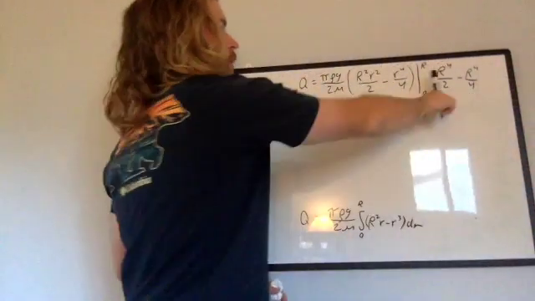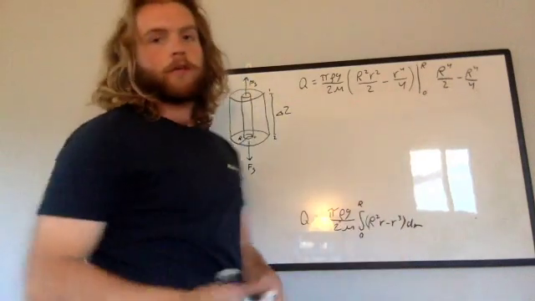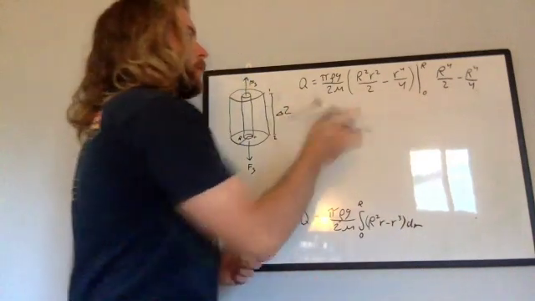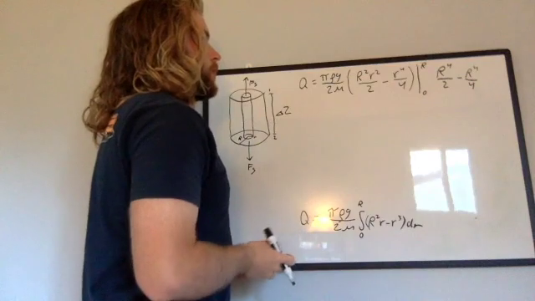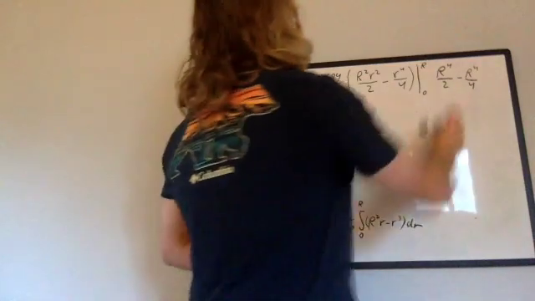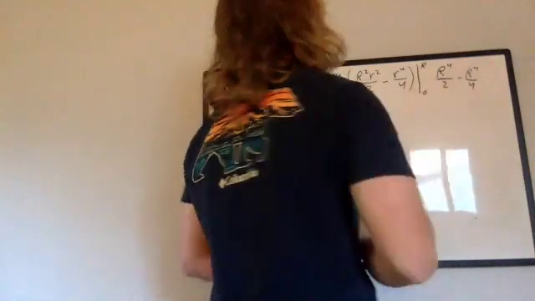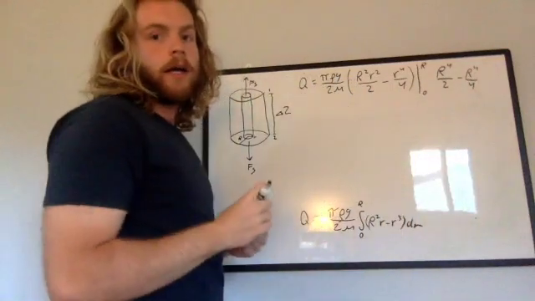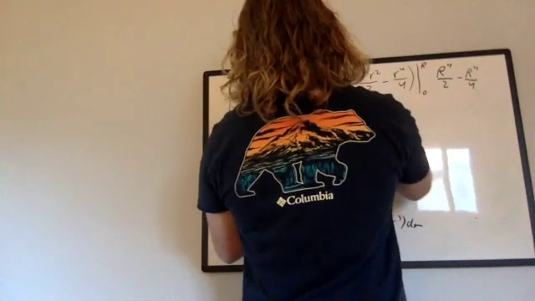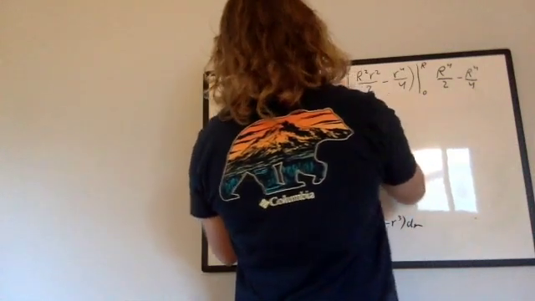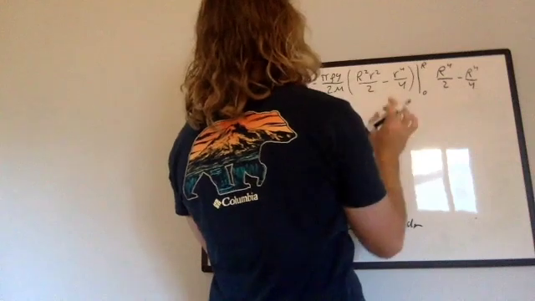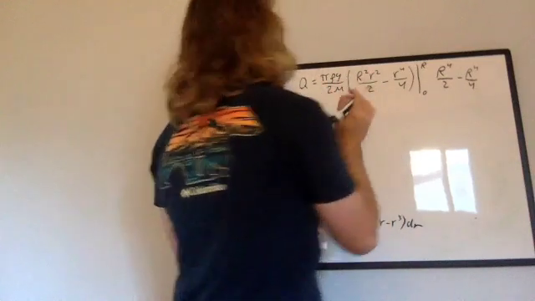And pretty much what this can just be thought of as 1 over 2 minus 1 over 4, which we know is just going to be 1 over 4. So we can just say that this is going to be R to the 4th over 4. So we can go ahead and write that out. So Q is going to be equal to this term right here multiplied by R to the 4th over 4.